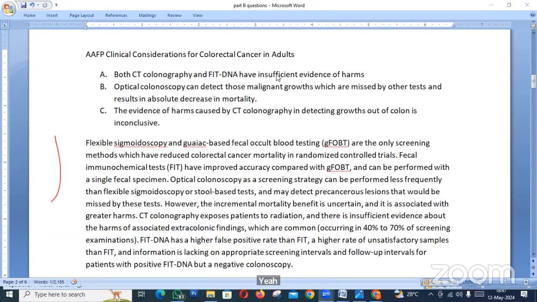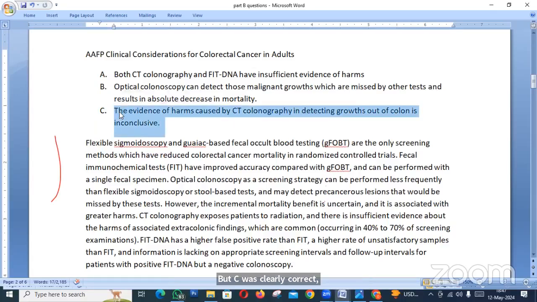C is accurate, exactly, 100%, and B is 100% wrong. In C, the first part was correct; the second part was not given. FIT DNA is not given. So your option is C. In the real exam, you can also get some options or some parts of the options that are not given, but C was clearly correct. You will go for C.